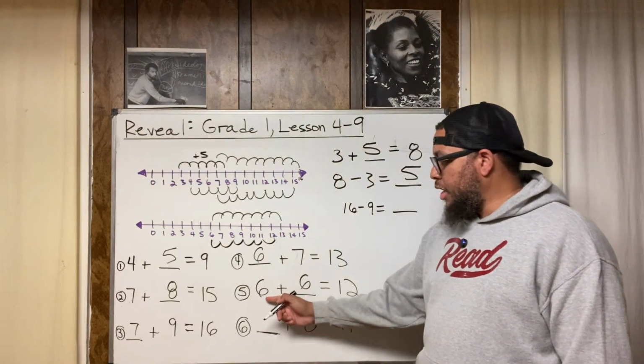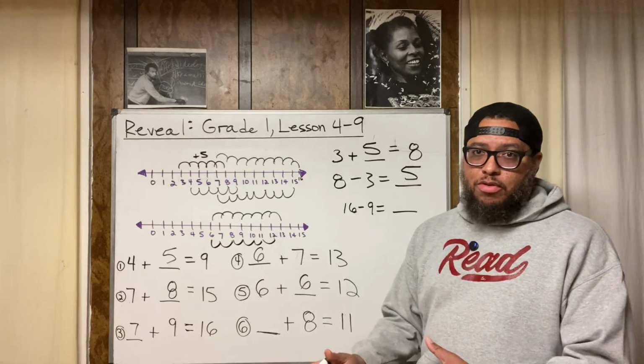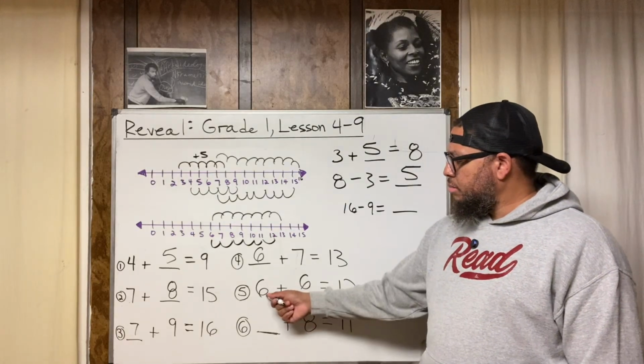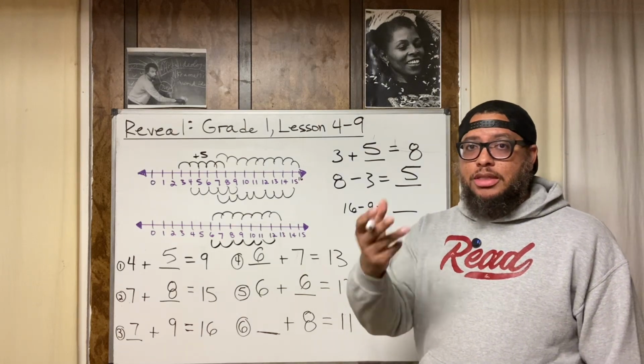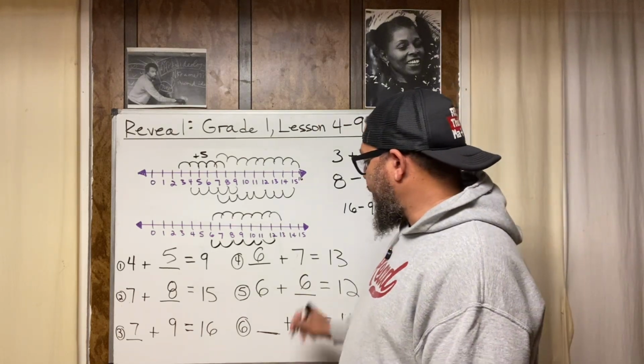All right. Also doubles. If you have your doubles memorized, you think, 6 plus what equals 12? That sounds familiar. 6 plus 6 is 12. All right. So you might have just thrown that 6 in there.